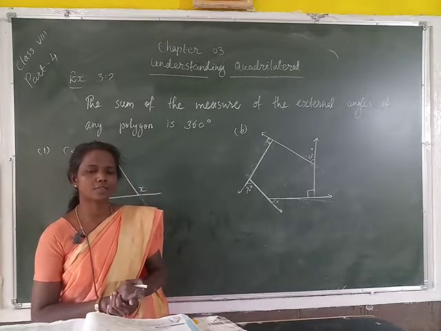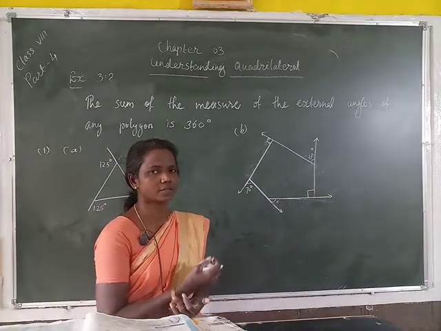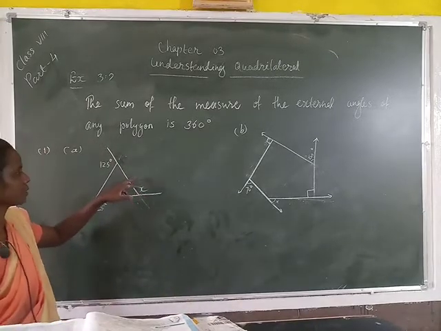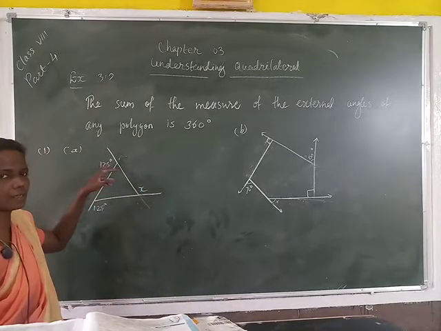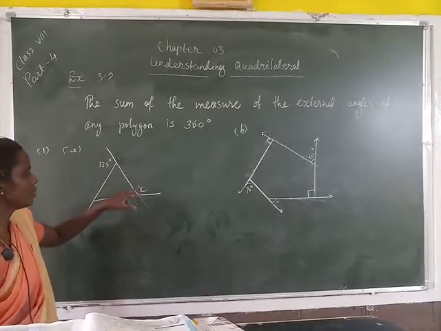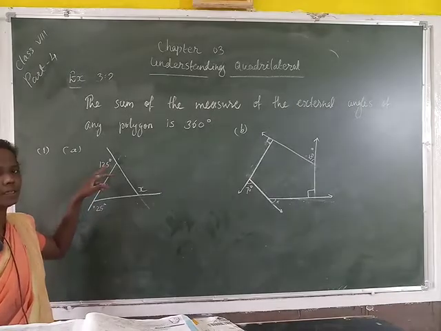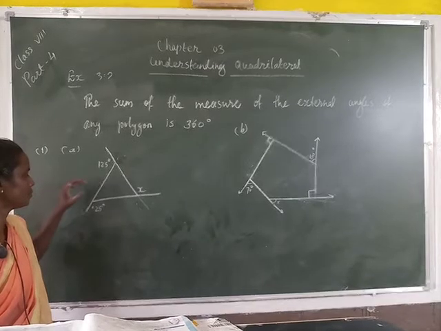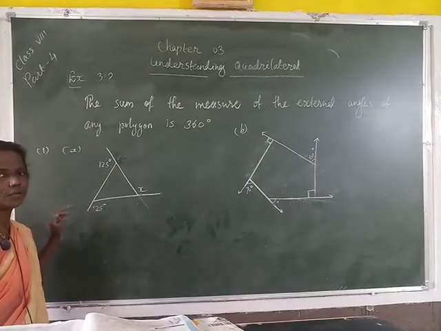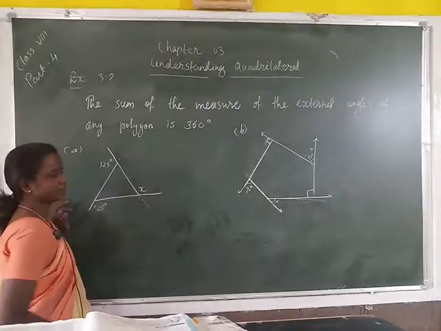Then here, the first question: find x in the following figures. Two figures are given. Find out x. What is given here? External angles. This figure has how many external angles? 1, 2, 3 external angles. Of these three, two are given, the measures of angles 1 and 2. How to find it? We can write it.